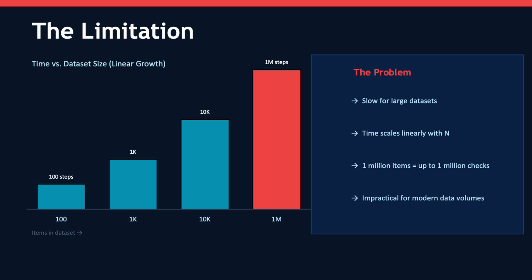So the problem is that search is slow for large data sets. Time scales linearly with n. One million items means up to one million checks. Impractical for modern data volumes. Imagine all the packages Amazon delivers every day. Millions of packages are delivered on an everyday basis.